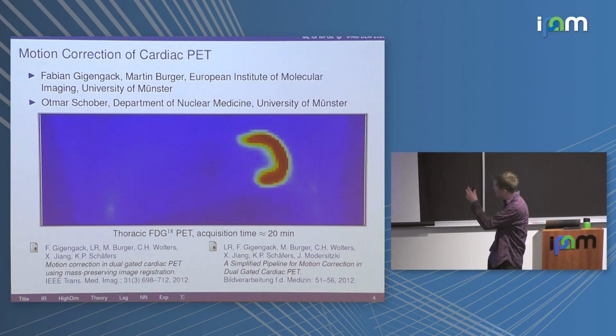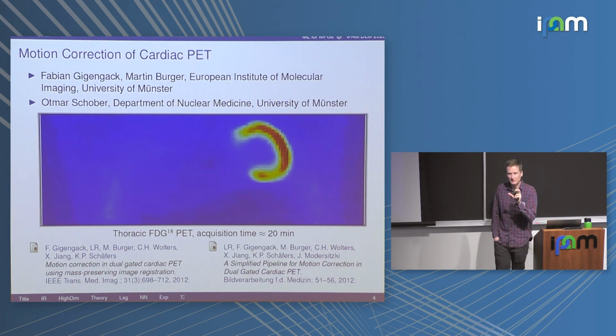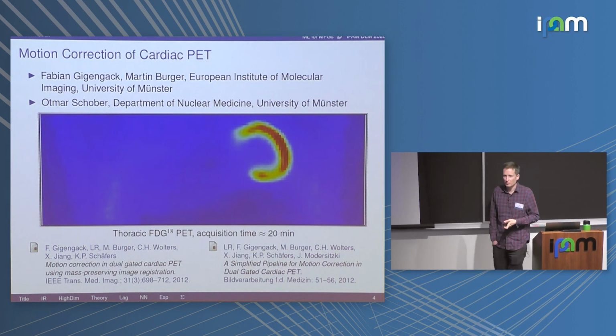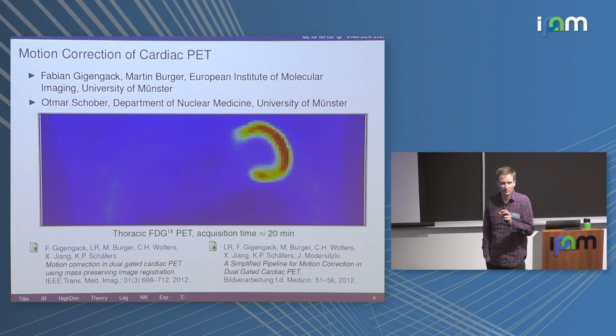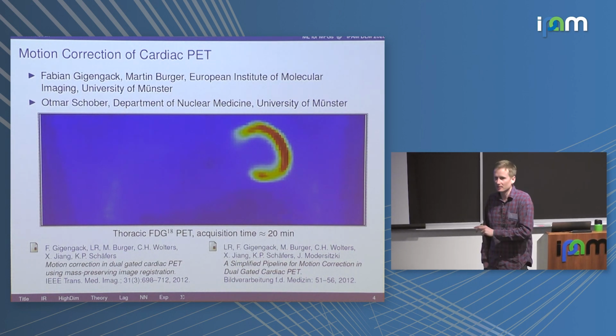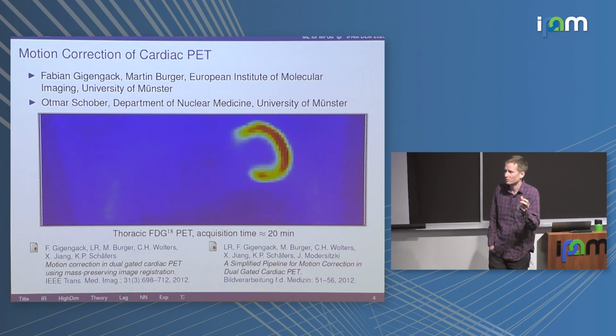So you see the heart, the left ventricle that you see here, is moving up and down, and it's contracting. And that is a problem for imaging, because then you get a blurred image. It's like if you took an image with your iPhone on a dance floor, and someone is moving very quickly, you have a blurred image.